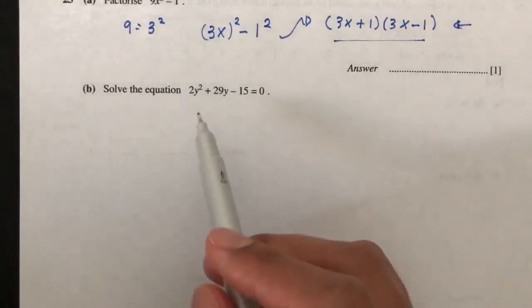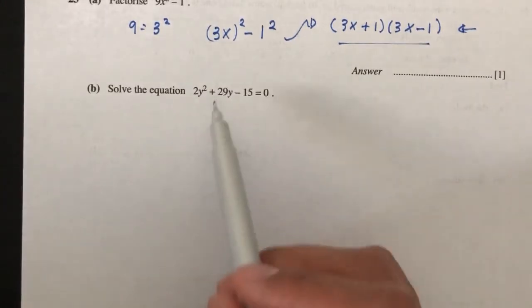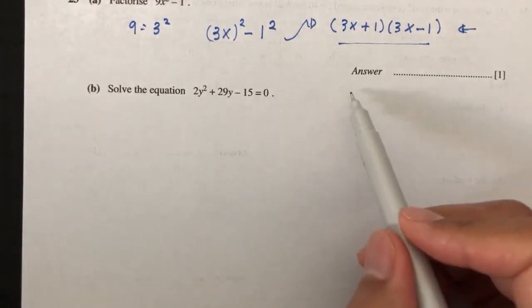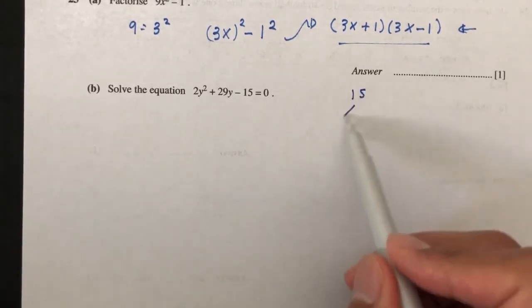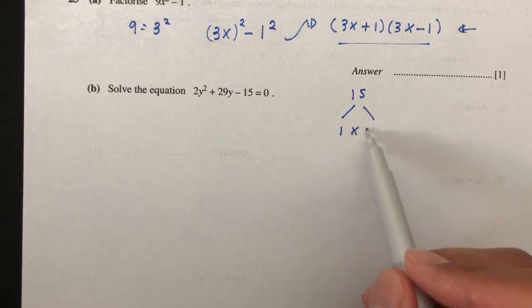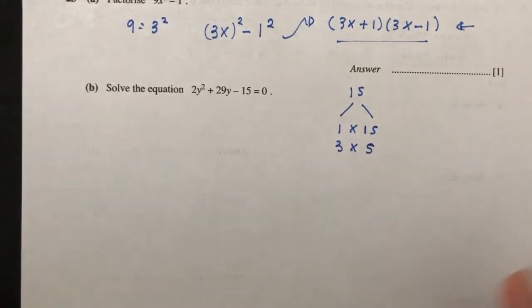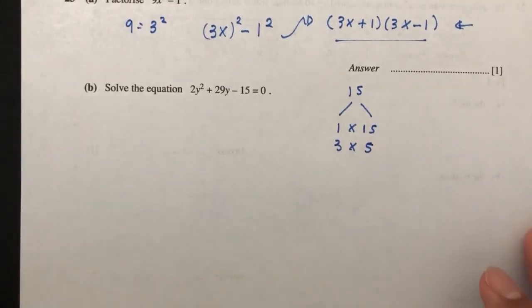Part B, we have 2y squared plus 29y minus 15. So we have to factorize a quadratic equation. So first thing we have to know, what are the factors of 15? We know 15 is 1 times 15. It is 3 times 5. So those are the two possible options for factors of 15.